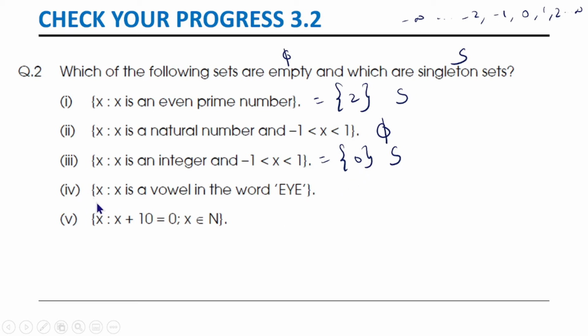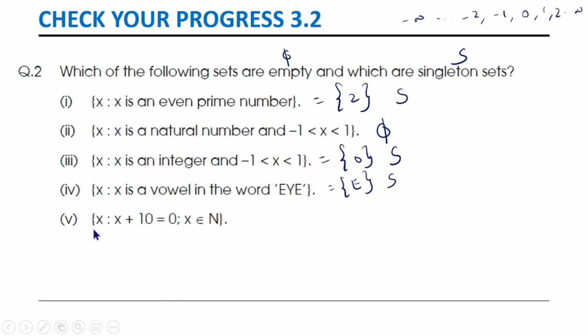The next one, set of all x such that x is a vowel in the word I. The only vowel in this word is I. So it is a set with only one element. So it is a singleton set.